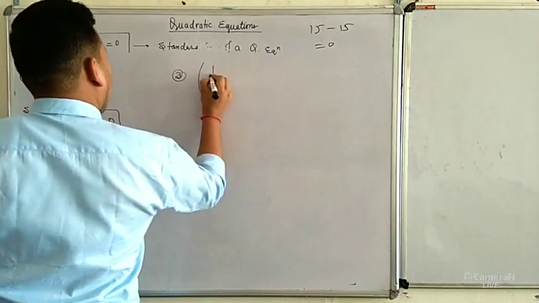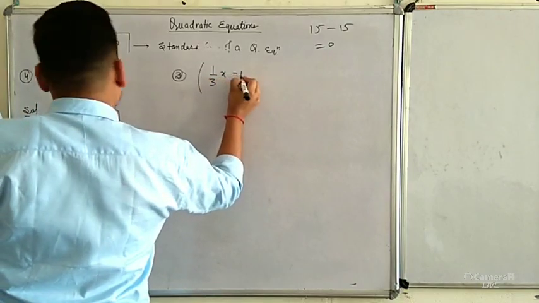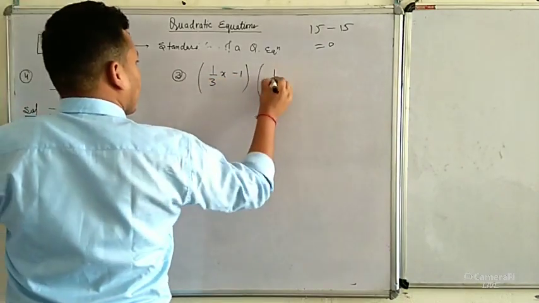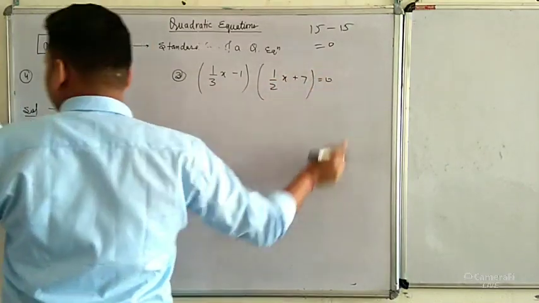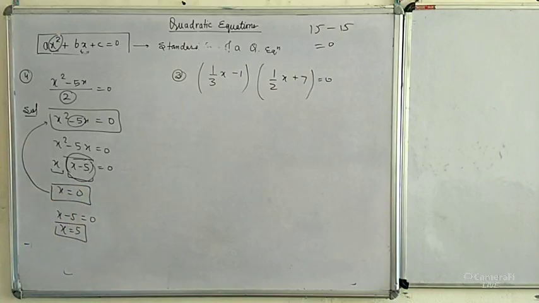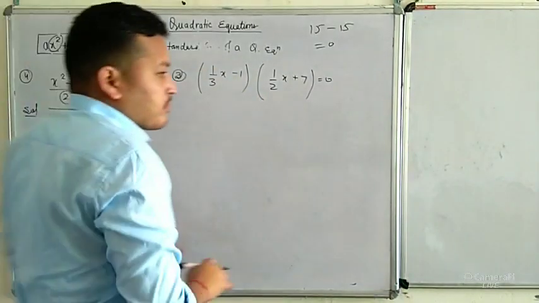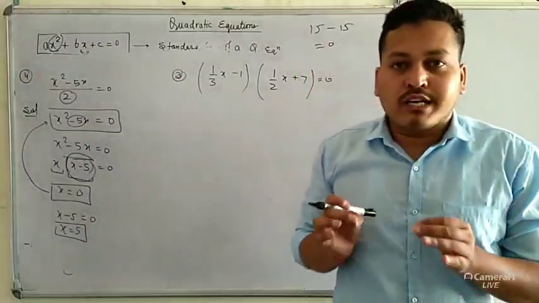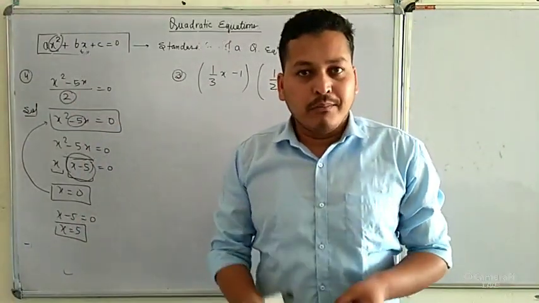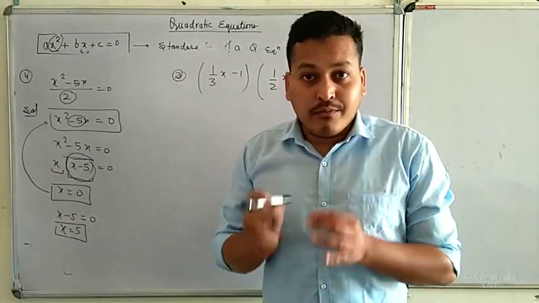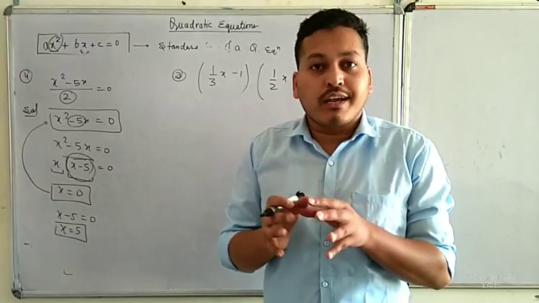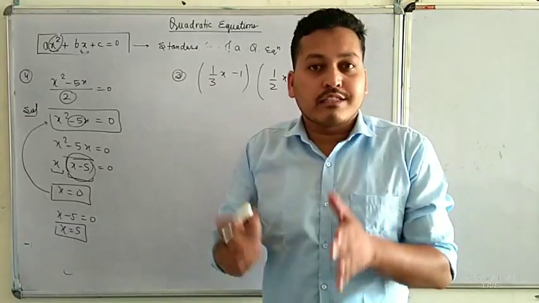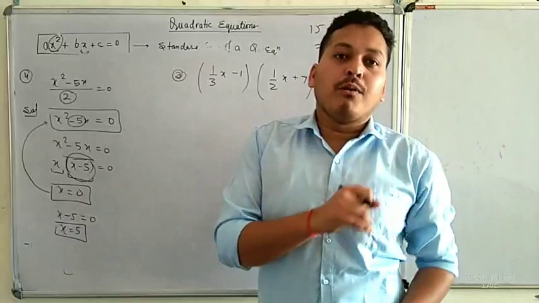Next one is 1 upon 3x minus 1 and 1 upon 2x plus 7 equal to 0. 1 upon 3x minus 1, 1 upon 2x plus 7 is equal to 0. Okay, तो बहुत टाइम आपको क्वाड्रेटिक इक्वेशन डायरेक्ट गिवन होगी, बट सम टाइम यू विल गिव द, मतलब आपके पास एक इक्वेशन गिवन होगी पर वो क्वाड्रेटिक नहीं है, तो that time we have to arrange the given equation in the form of a quadratic equation.